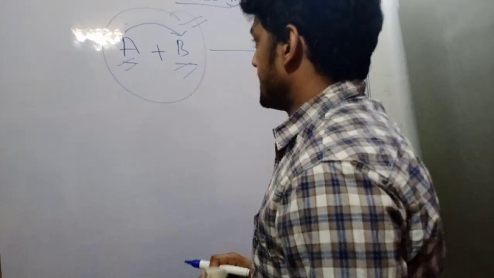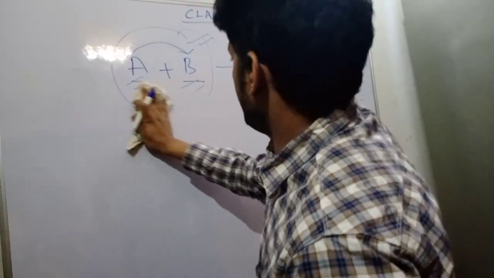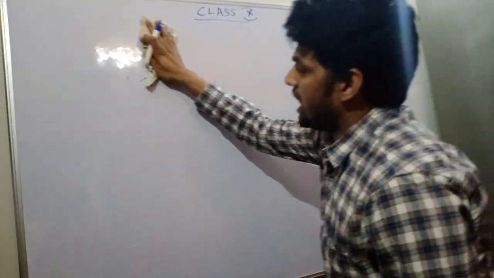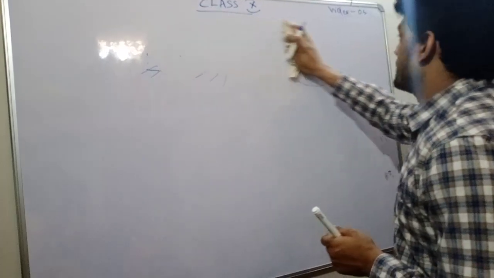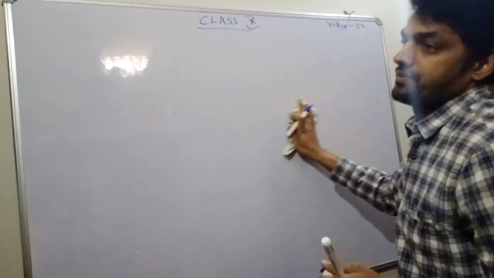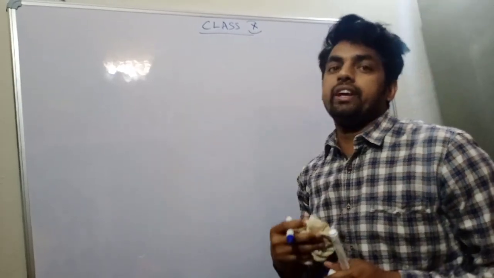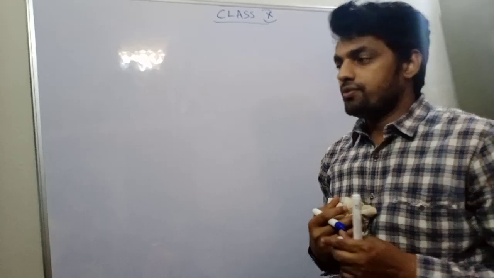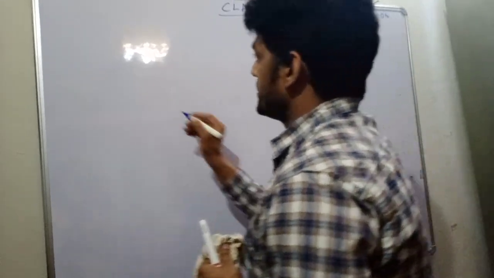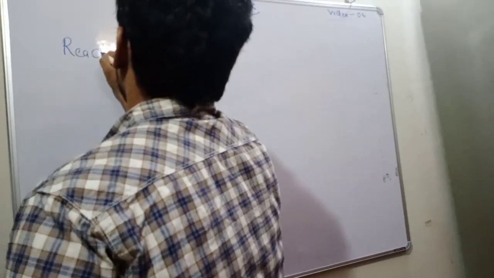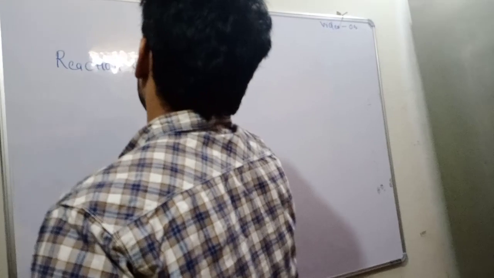Okay. Without wasting time, we will now move further and try to understand how we get more information from a chemical equation, and while writing, how we can give more information to the reader. First of all, we will try to show information about reaction condition.